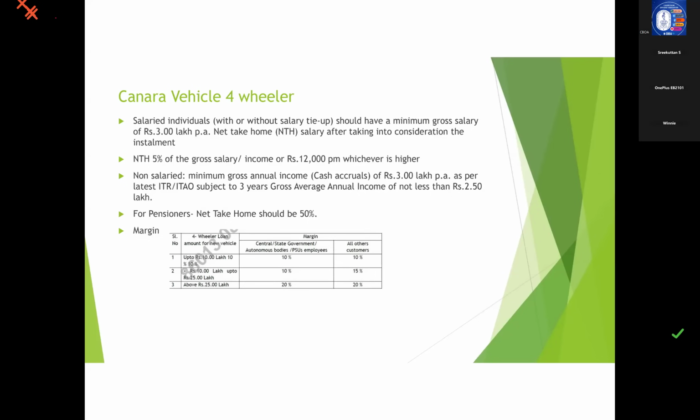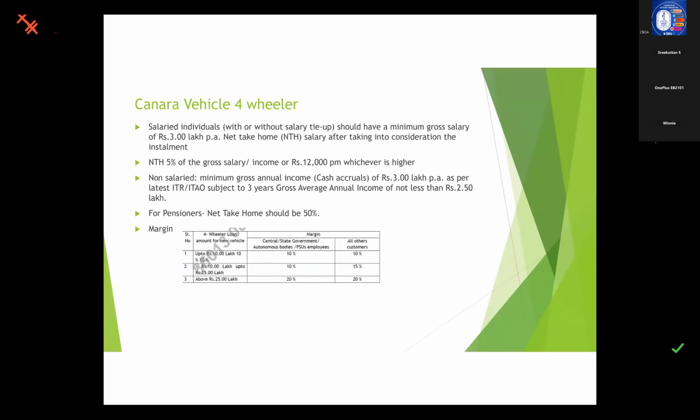For non-salaried, the minimum gross annual income should be 3 lakh per annum as per the latest, and the average should be not less than 2.5. So in the case of a salaried individual, there is only one condition, that their minimum gross salary should be 3 lakh per annum. But in the case of non-salaried, as per their latest ITR, their annual income should be 3 lakhs. But you have to see their average for the last 3 years also. There also, there is a condition that it should not be less than 2.5 lakhs. And NTH is the same for both: 25% or 12,000 per month, whichever is higher. So you just have to read it as 25% instead of 5%.